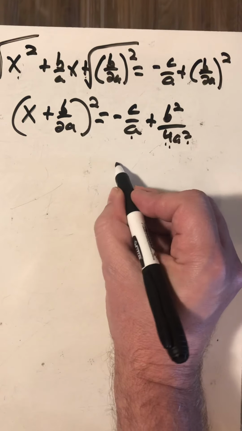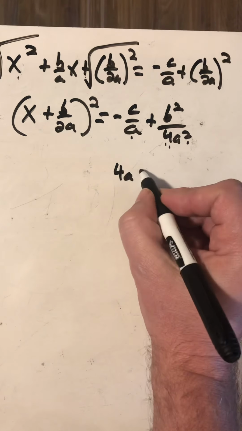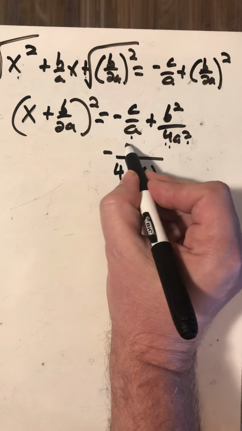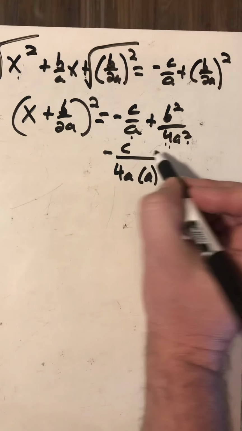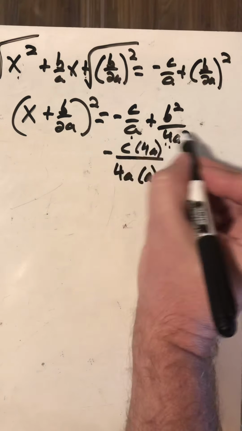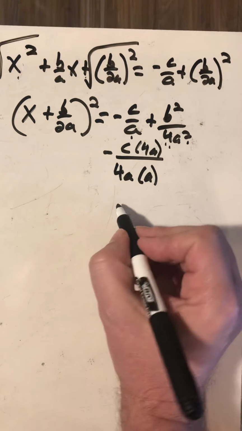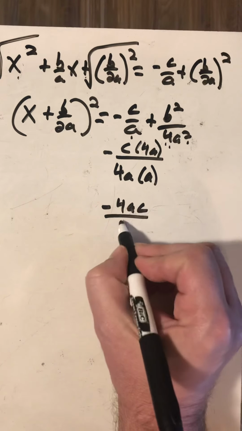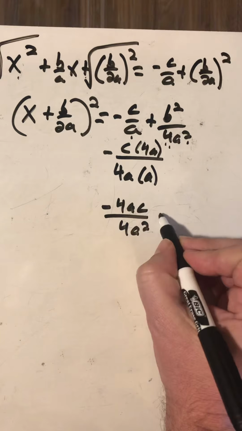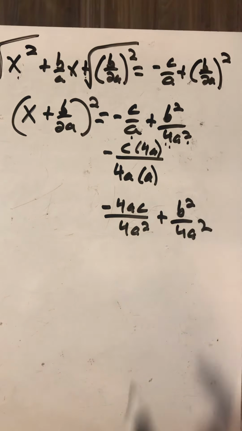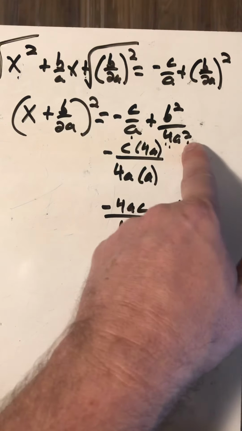by 4a, because you've already got an a there, and then we would have to multiply the top by 4a as well to find a common denominator to add those together. So this could be rewritten as negative 4ac over 4a squared, and then we're going to add that to b squared over 4a squared. So what we did there was we found a common denominator, which was 4a squared.